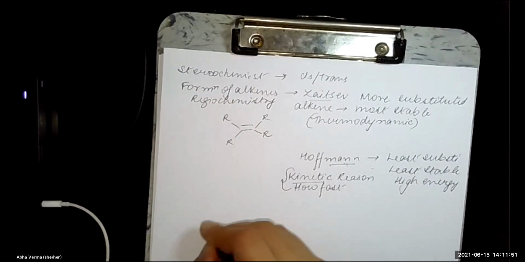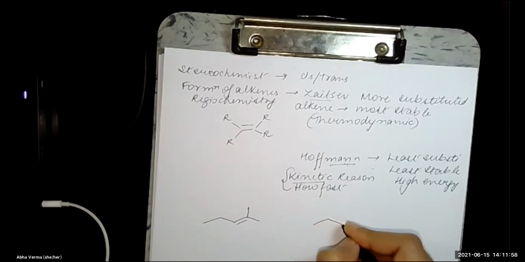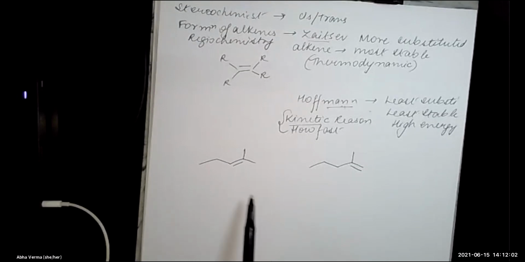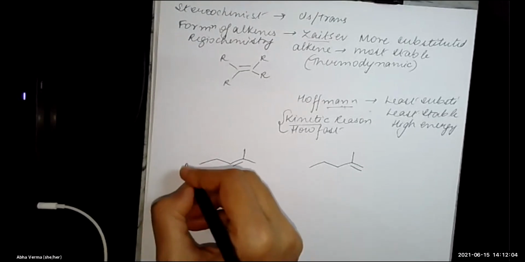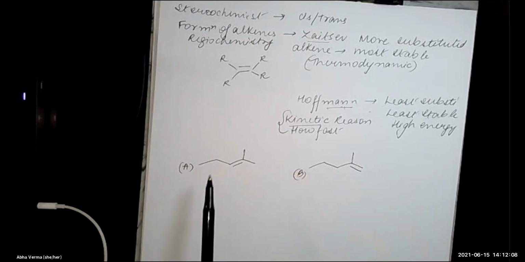Do you all understand this? So if I give you these two choices versus, can you recognize out of these two, between A and B, which is your Zaitsev regiochemistry structure?